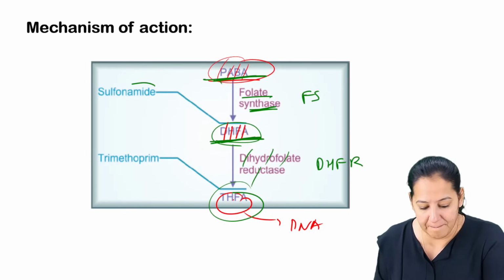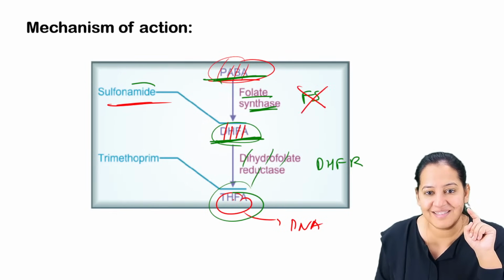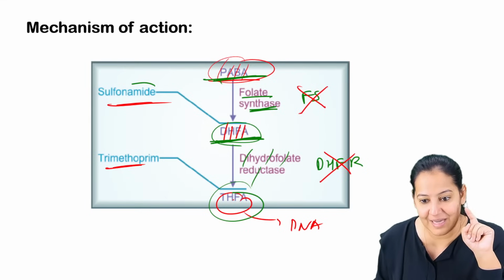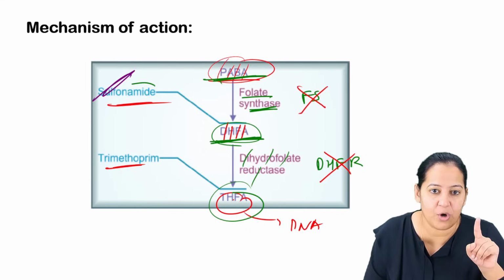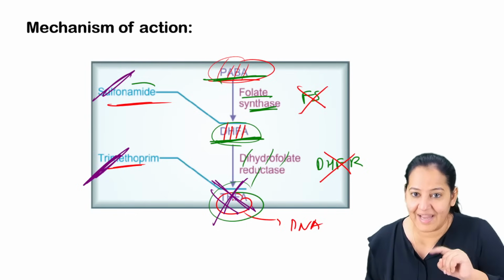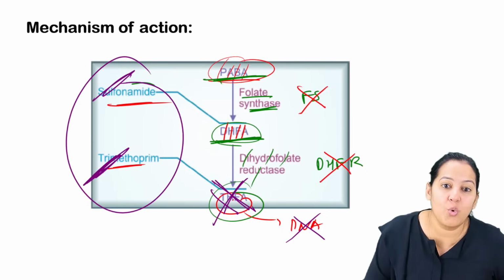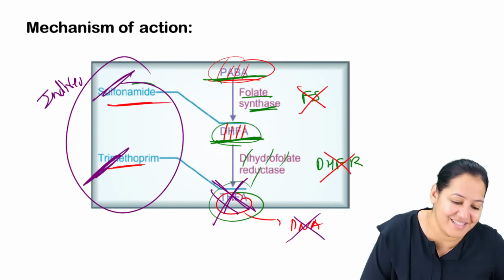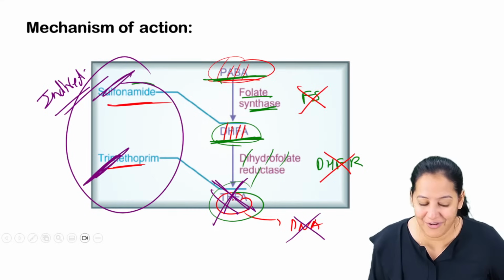So sulfonamides inhibit this enzyme, and trimethoprim inhibits this enzyme. Whichever you say, ultimately folic acid is not synthesized, and if folic acid is not synthesized, DNA is not synthesized. So these two are indirect inhibitors of DNA. Say yes if you got it.